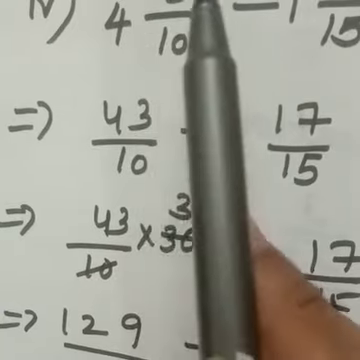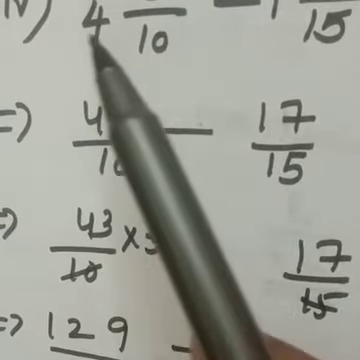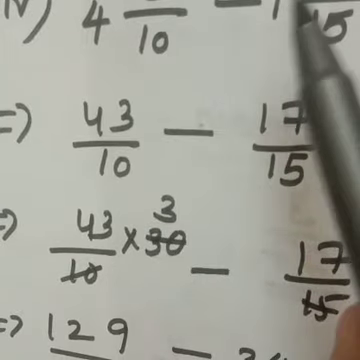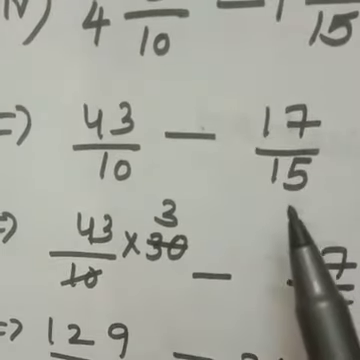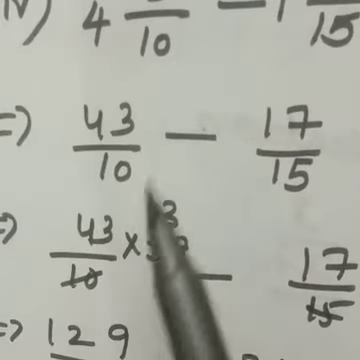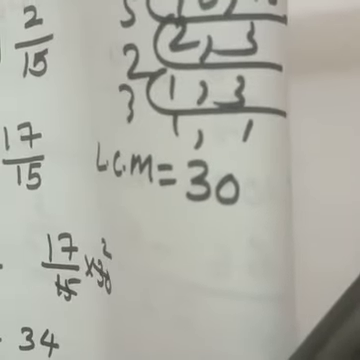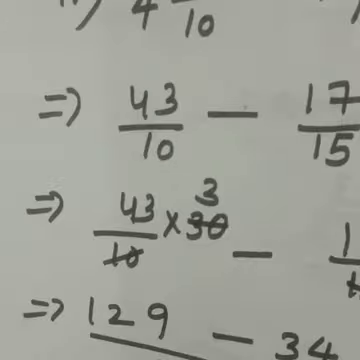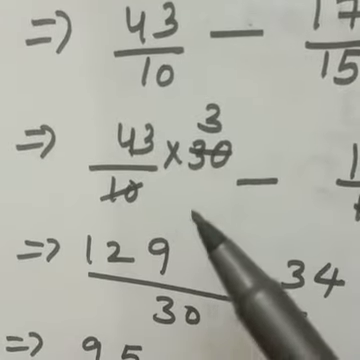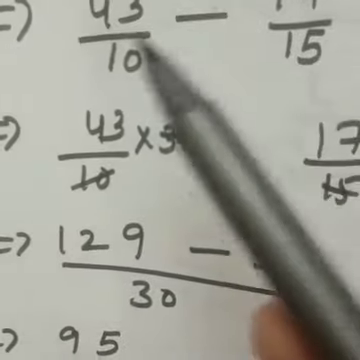Next, 4 and 3 by 10 minus 1 and 2 by 15. 10 4s are 40 plus 3, 43. Here 17 by 15. Then LCM of 10 and 15: you can take 10 and 15, the LCM you will get is 30. After getting the LCM, any method you can take. I have taken the LCM method because of big numerators.